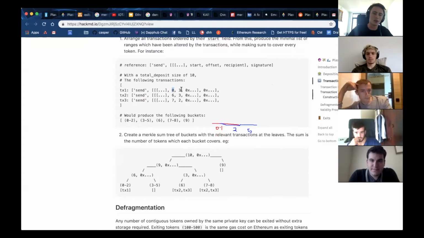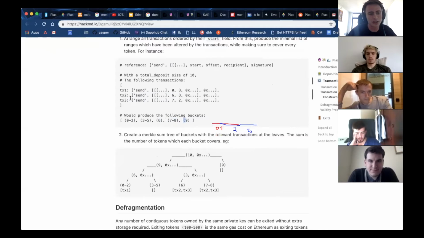So this is 0 and offset 3. So that means that there's 0, 1, and 2. So we split it into 0 and 2. Then 3 and 5, there are no transactions, right? There's a kind of skip, a jump. And then there's 6, 7, 8, and 9.